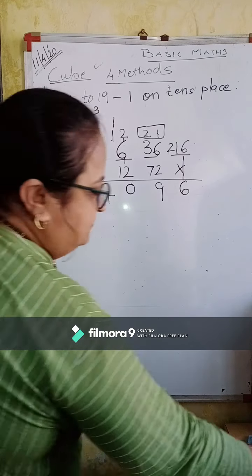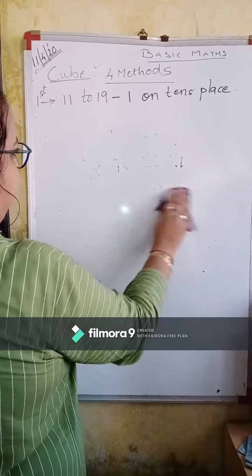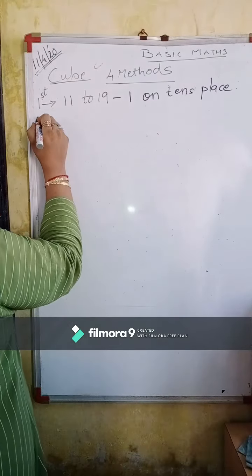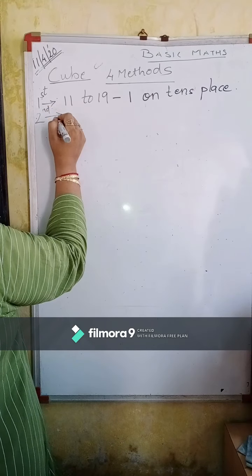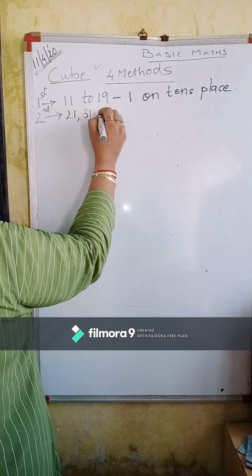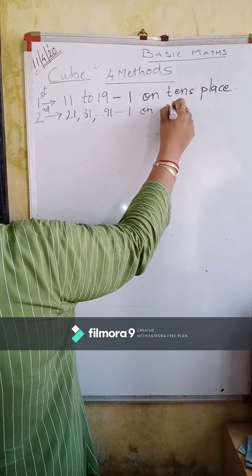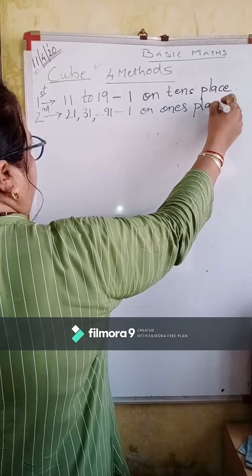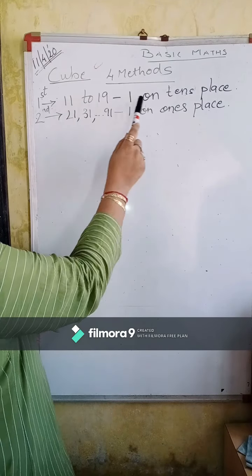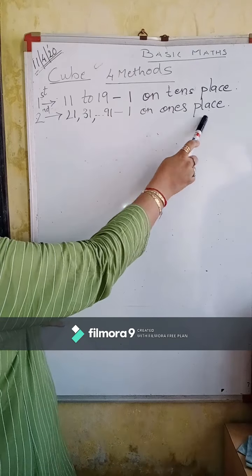Okay, next method. 21, 31 till 91, 1 on 1's place. First we did 1 on 10th place. Now we are doing the second method, 1 on 1's place.